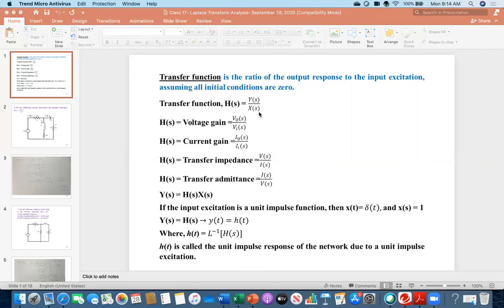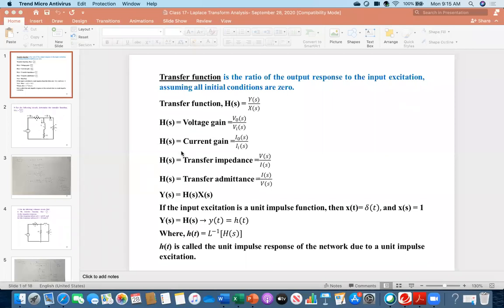Typically, transfer function is denoted by the symbol H(s), capital letter H of s. Y means the output response, and X means the input. These are the traditional symbols used for the transfer function calculation. As you can see, I have written the transfer function H(s); it could be voltage gain. When it is voltage gain, or voltage transfer function, it is the ratio of output voltage to the input voltage for any specific branch.